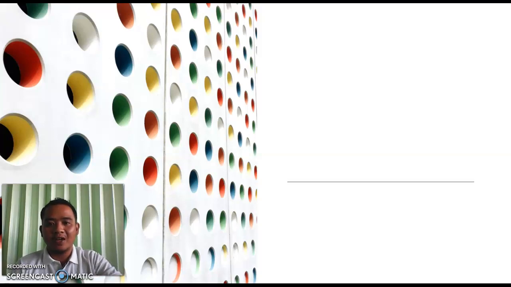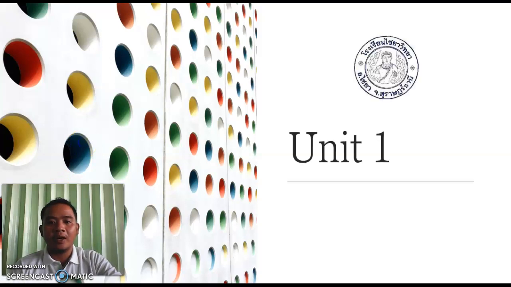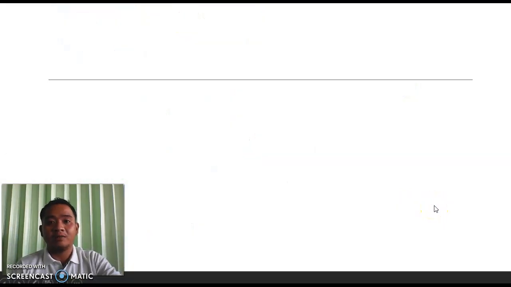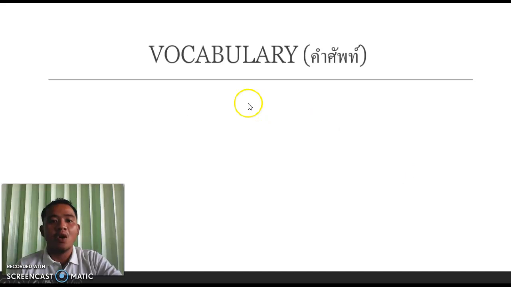So today we will start Unit 1. It's all about daily activities and routines. Again, it is daily activities and routines. Before we start, we will have vocabulary. Vocabulary.